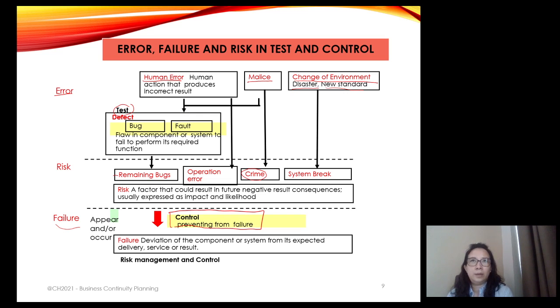Error is the cause. Risk is something that might happen. Failure is, sorry, maybe it's better to start from the failure. Failure is when the business stops. So failure is more on the impact. So example, the failure is when we cannot deliver on time.